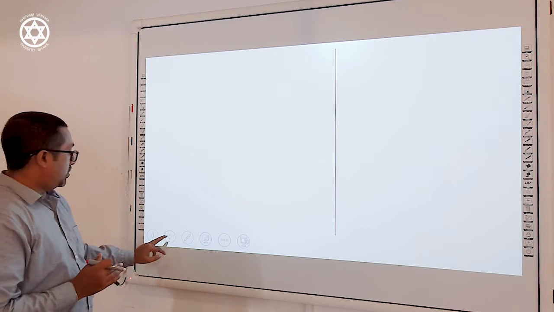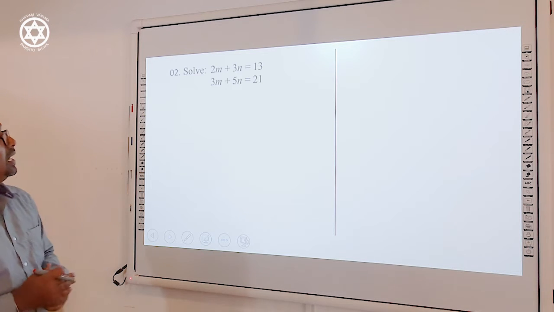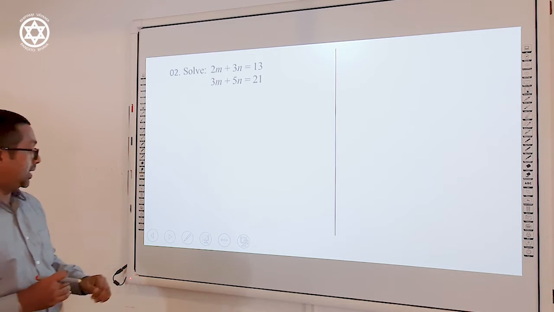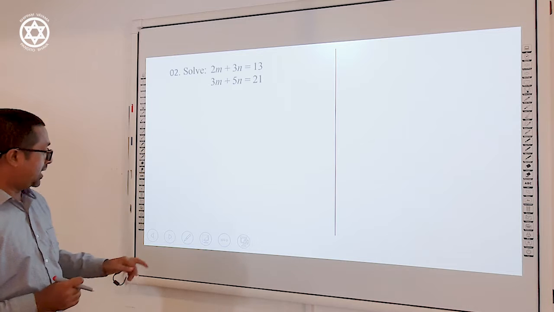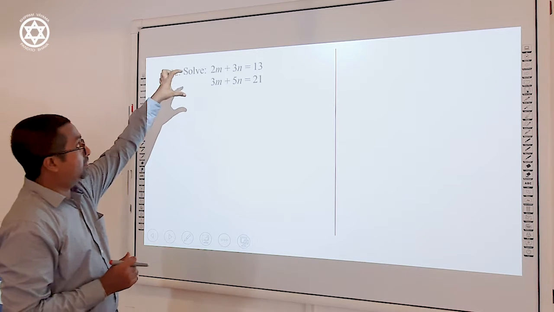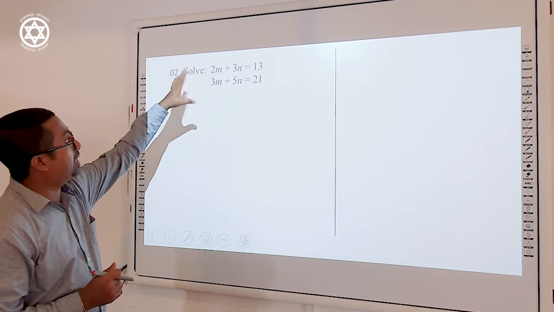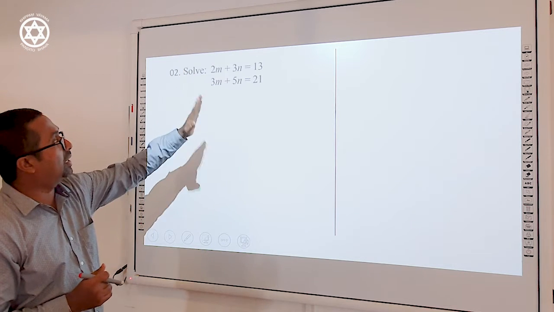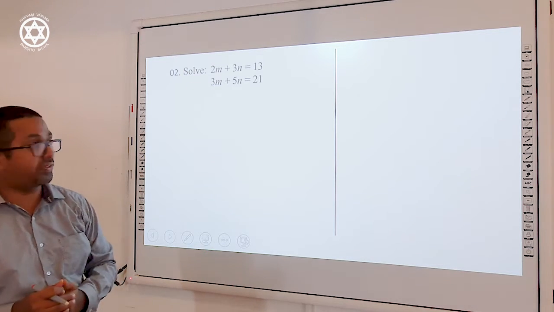Right. So we can move to the next example. Again, I will explain another example for you. The difference is here: the coefficient of m is different, and the coefficient of n is also different.